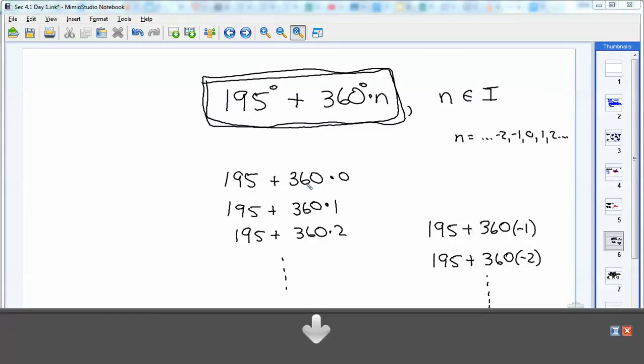If n is 0, that would give you 195. If n is 1, that would give you the 555 we had. If n is 2, that would give you the 915, and so forth. Likewise, if n is negative 1, that would be 195 minus 360, and this would be 195 minus two 360s, and so forth. So writing it like this is a way to represent all of the possibilities. But the one we typically use is just the 195. There will be times, for whatever reason, we might want to call it negative or something else.